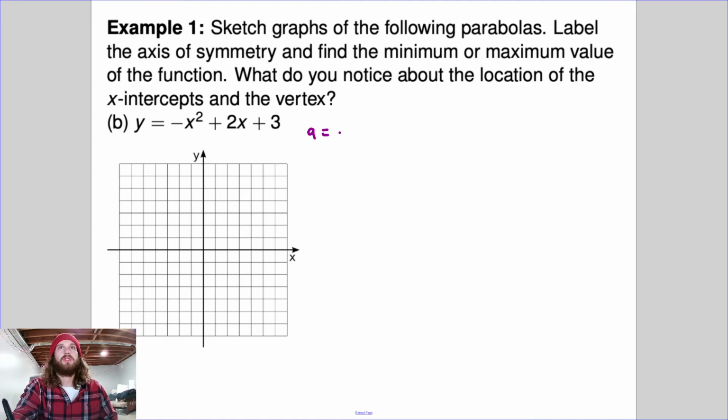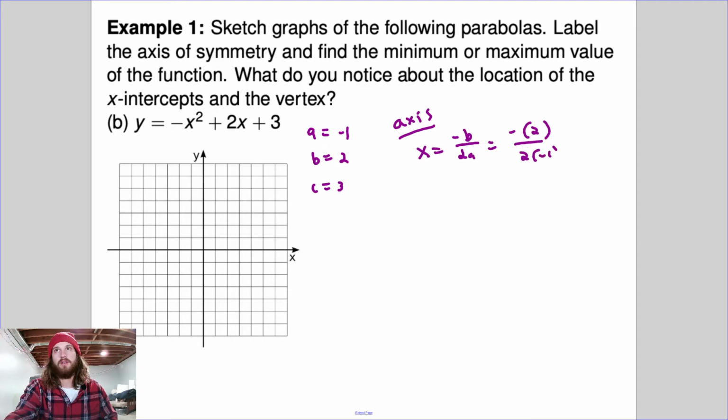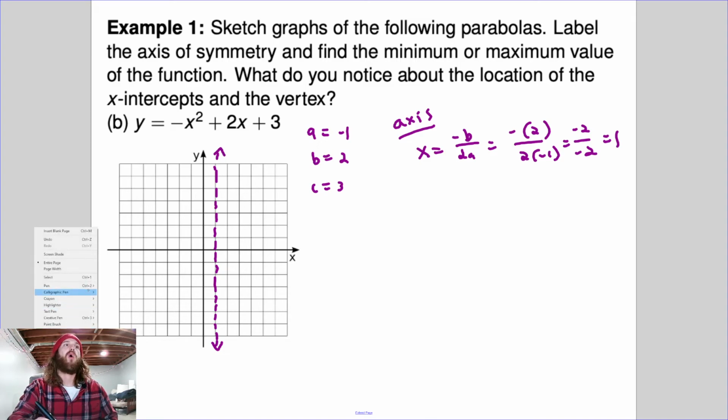A is equal to -1, B is equal to 2, C is equal to 3. So that looks like our axis of symmetry should be x equals negative b over 2a, which is -2 over 2 times -1, which is -2 over -2, which is 1. Sweet. Looking good. All right.